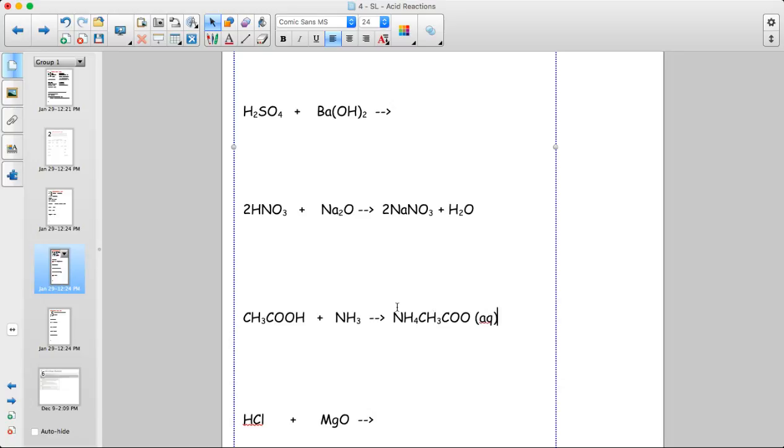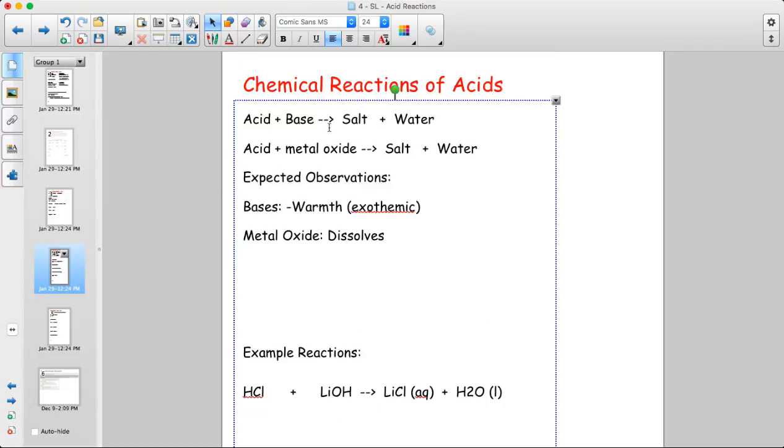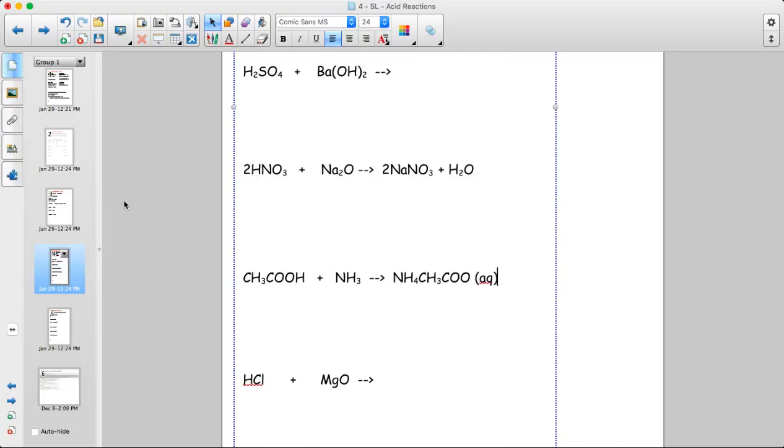And we're done. So a subtle difference in the reactions is acid plus base makes salt and water, but acid plus ammonia, or an amine, makes just the salt. So if you want to add a clarification note there, that's fine.